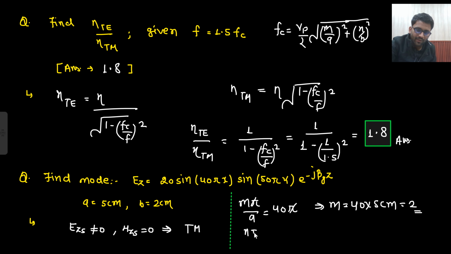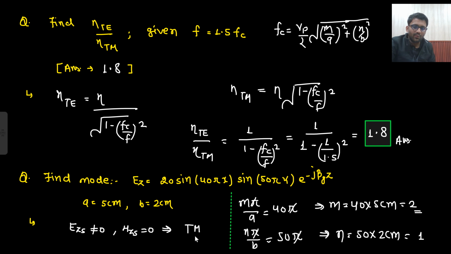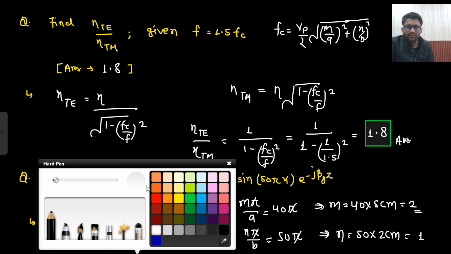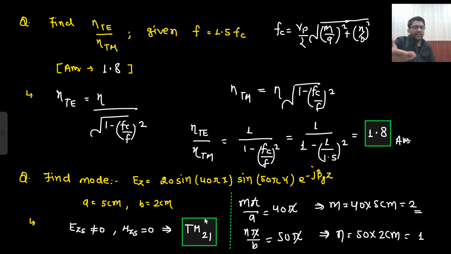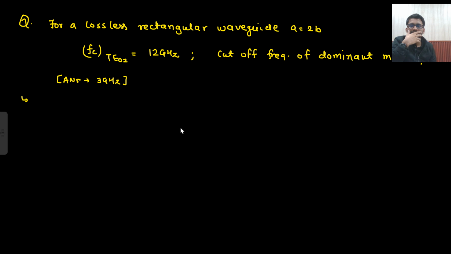And what about N pi by B? N pi by B is equal to 50 pi. Pi and pi get cancelled. So N value is 50 into B. What is B? 2 centimeter. That is 1. So MN value is 21, so TM21. That's it. This is the mode. This kind of question we have seen, where you need to analyze whether it is TE or TM. But here they have asked the value of MN as well, which was very simple. M value was 2, N value was 1. So TM21. Right?